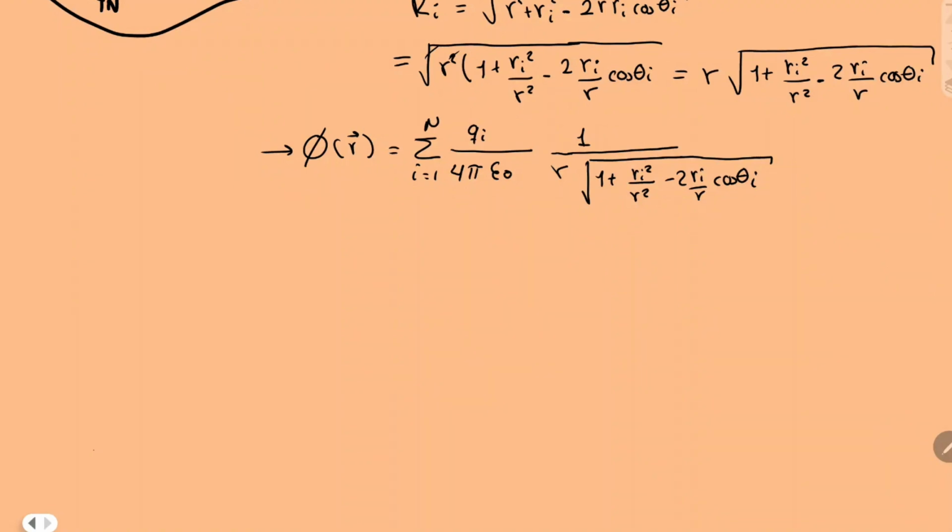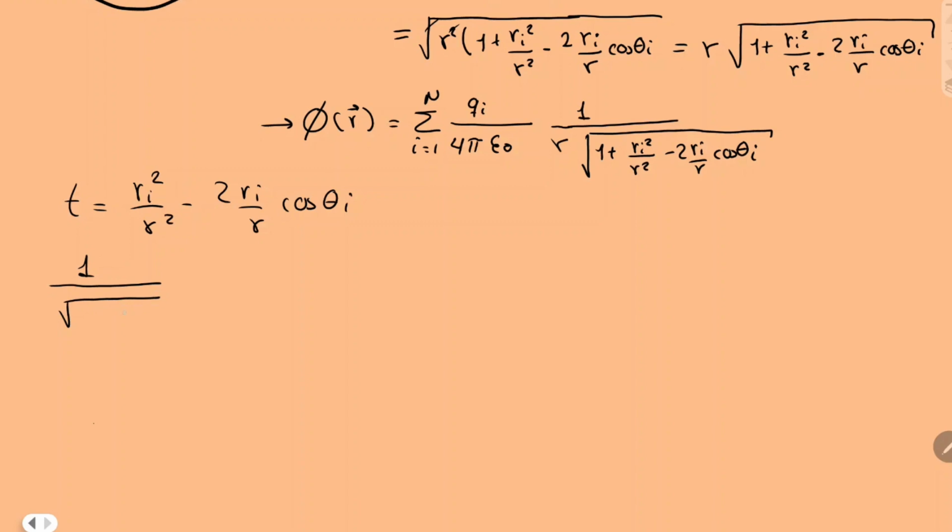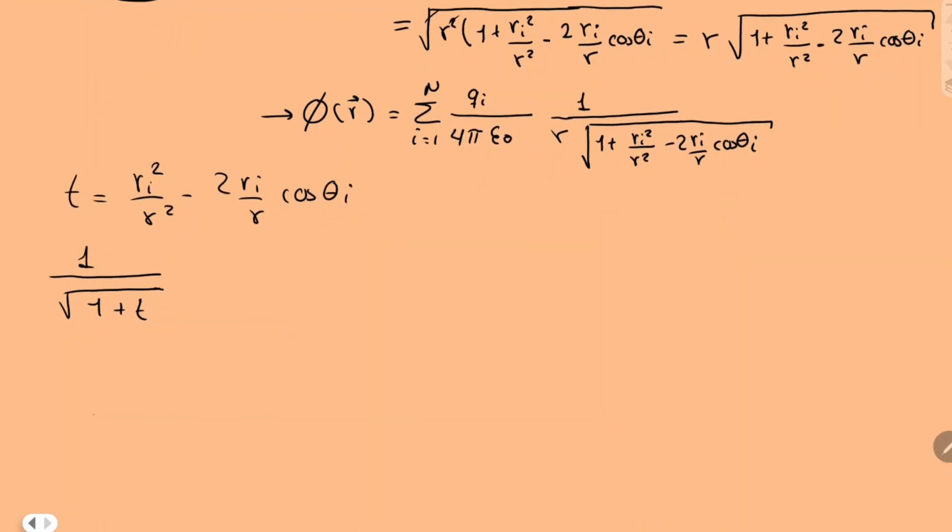After we found this expression, what we are going to do is name t as ri squared over r squared minus 2 ri over r cosine of theta i. This change of variable is very useful because we then need to calculate a function of t, and we can use the very well-known Taylor series expansion. It's not very hard to show that this function expands to 1 minus 1 half t plus 3 over 8 t squared minus 5 over 16 t cubed, and so on and so forth.